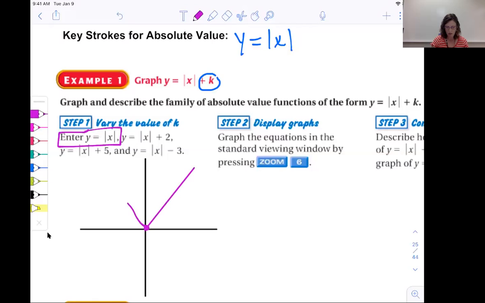Oh, that side didn't connect. There we go, close enough. This is what my graph should look like. So if I graph y equals the absolute value of x, it should be a V.